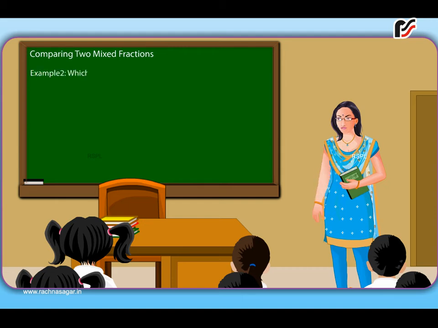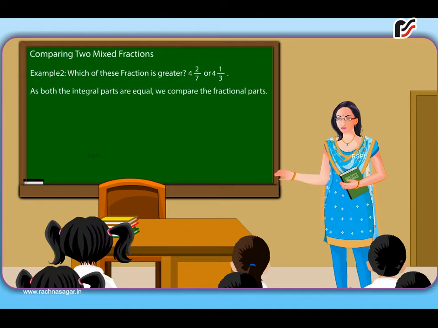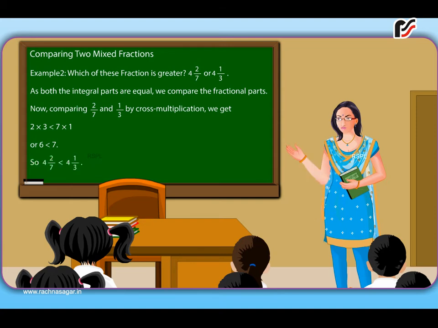Example 2. Which of these fractions is greater? 4 2 by 7 or 4 1 by 3? As both the integral parts are equal, we compare the fractional parts. Now, comparing 2 by 7 and 1 by 3 by cross multiplication, we get 2 multiplied by 3 is smaller than 7 multiplied by 1, or 6 is smaller than 7. So, 4 2 by 7 is smaller than 4 1 by 3.